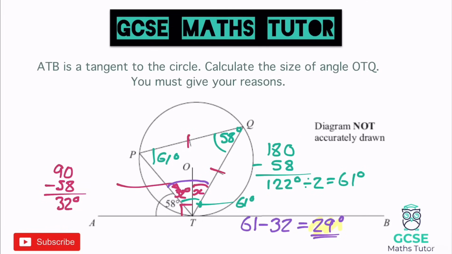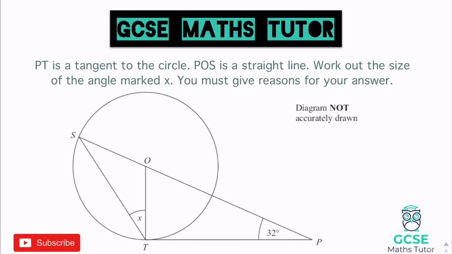Let's have a look at another one. Right, okay, now after this question we're going to have a look at 3 exam style questions as well, but this is our last little question on some of these, what I would say, easier type of questions. But it says PT is a tangent to the circle, and POS is a straight line again, so thinking about using our straight line rules as well in this question. So work out the size of the angle marked X, and you must give a reason for your answer.